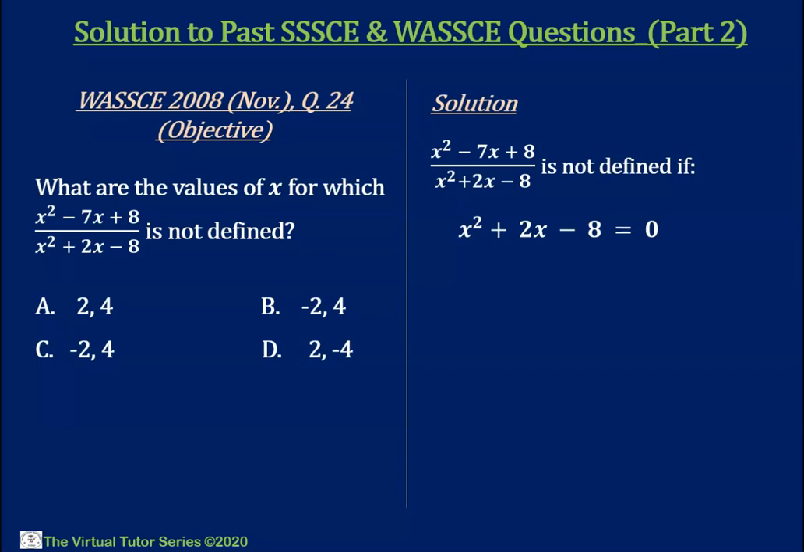The product of the coefficient of x squared and the constant term is 1 times negative 8, which is negative 8. Two factors of negative 8, which sum up to the coefficient of x, or 2, are negative 2 and 4. So the factors of the expression are x minus 2 and x plus 4 is equal to 0.